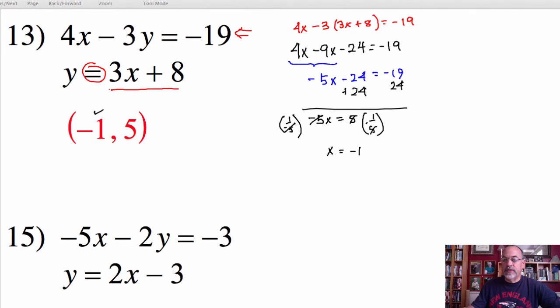And now to determine the y value, I'm going to go back to this expression that's already solved for y. And wherever I see the letter x, I'm going to substitute in something of equal value, which I now know is a negative 1. So y is equal to 3 times the x value of negative 1 plus 8. So y is negative 3 plus 8, so y is going to be equal to 5. And so I have my solution to my system.